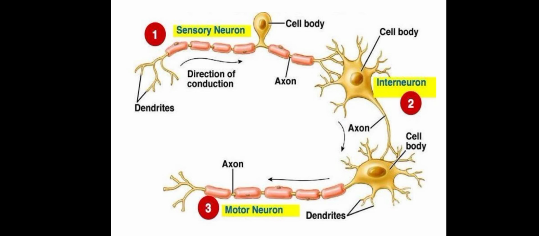In this diagram, we see the sensory neuron, interneuron and motor neuron. The sensory neuron receives sensation and carries it from the periphery to the center. In the center you see a cell body where interneurons transmit to other neurons, and then with the axon, motor neurons carry the impulse from the center to the periphery.